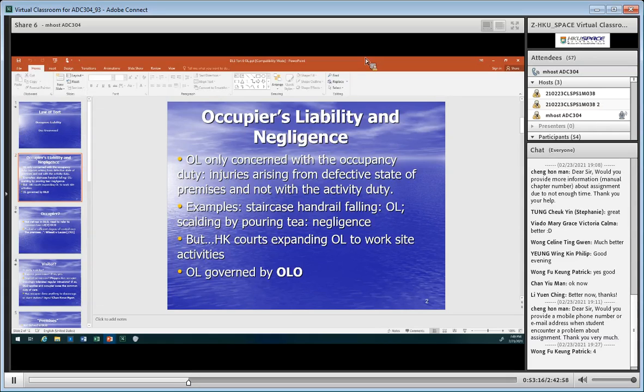Okay, and in Hong Kong, the courts are very keen to protect workers, particularly on construction sites. And so the courts have been expanding the operation of occupiers liability to work sites.